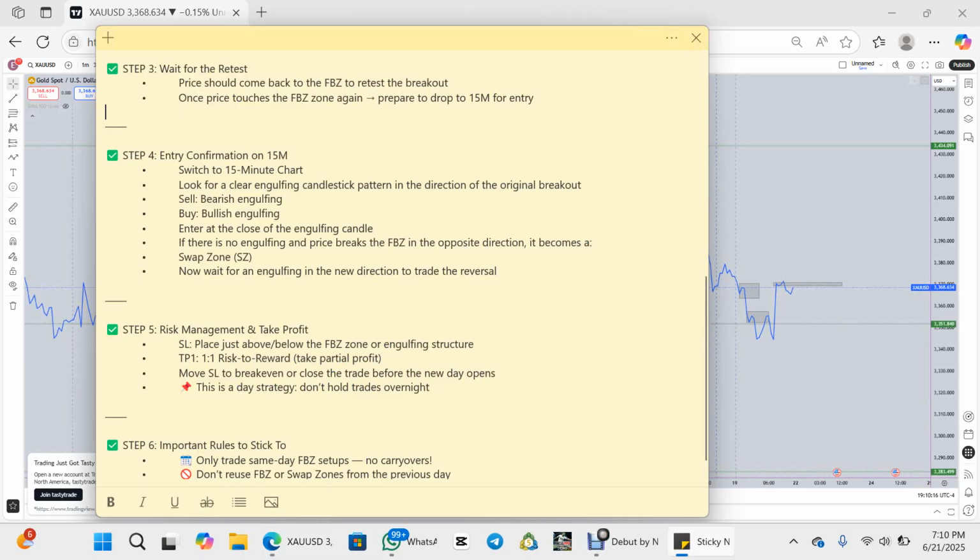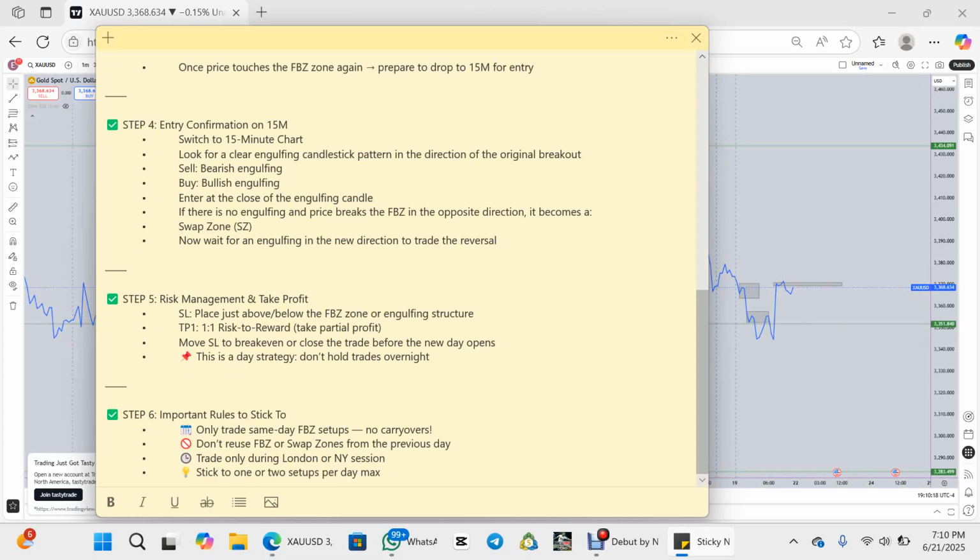The other steps are based on trading psychology, so important rules to stick to. Only trade same time, same day, fresh breakout zone. That is the FBZ setups form. No carryovers. Like I told you guys, no carryovers. Don't carry over these trade setups for the day. You close, or if you must carry over, which is highly risky, set break even and take partial profit.